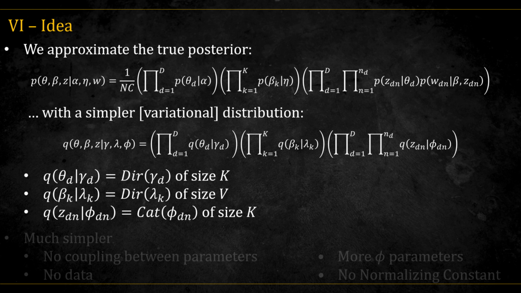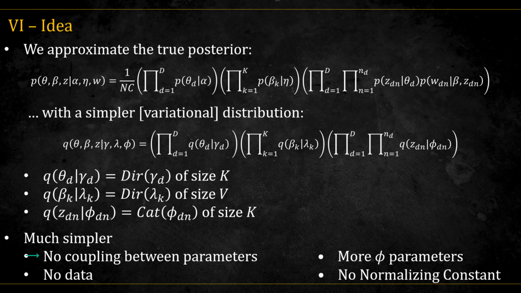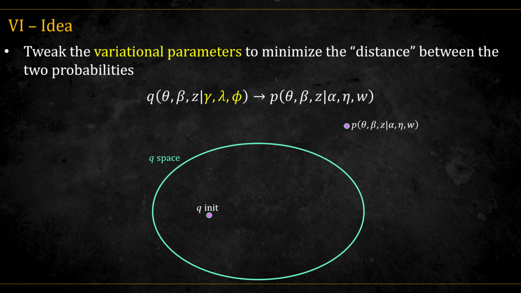Well, no. The new distribution is simpler because there's no coupling between parameters. That is, the z's are not dependent on the thetas anymore, and the betas are also not coupled with the z's and the w's, that is, the data. Also, we have more phi parameters. Because z is no longer dependent on theta, we can place a new distribution per each word, and this will give us more flexibility to model the distributions. Because there's no coupling, we also don't have a hard-to-compute normalizing constant. If we take the integral of q with all parameters, each part will separate, and so the integral will simply be equal to 1.